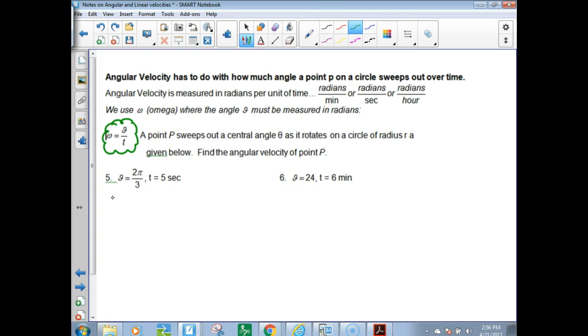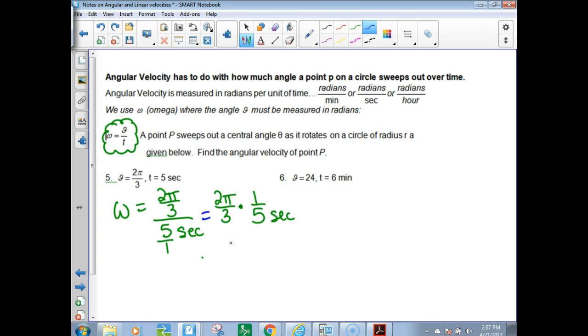Find the angular velocity of point P. So omega is going to equal the angle in radians, 2 pi over 3, divided by 5 seconds. If you divide by 5 seconds, you would multiply by the reciprocal. So to keep this in exact form, we would need to do 2 pi over 3 times 1/5. And that is seconds now on the bottom here. You multiply numerator times numerator, denominator times denominator, which would give me 2 pi over 15, and that would be in radians per second. Now, if you happen to divide that out on your calculator, it would be 0.42 radians a second.